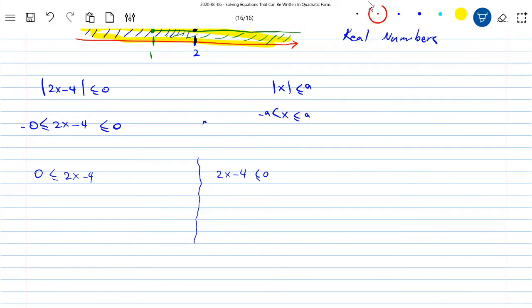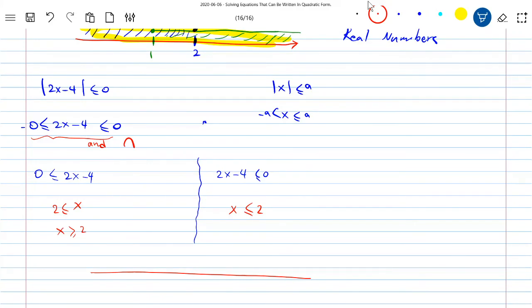Left side becomes add 4, divide both sides by 2. It would be x greater than or equal to 2, which means x greater than or equal to 2, by the way. On the right side, it's add 4, divide both sides by 2. You get x less than or equal to 2. This is an AND case because you want to satisfy both. This form is an AND form, which means you're looking for an intersection.